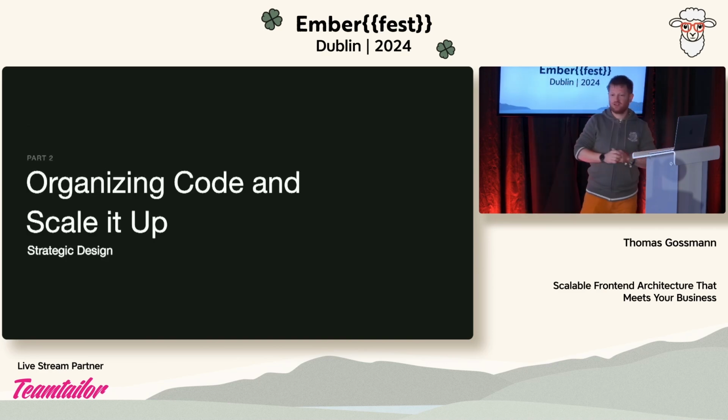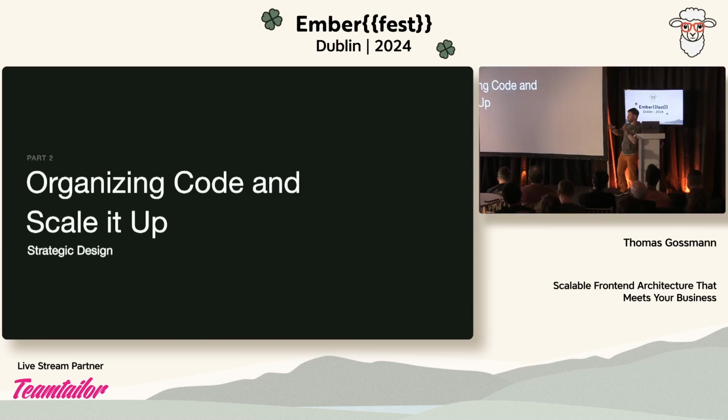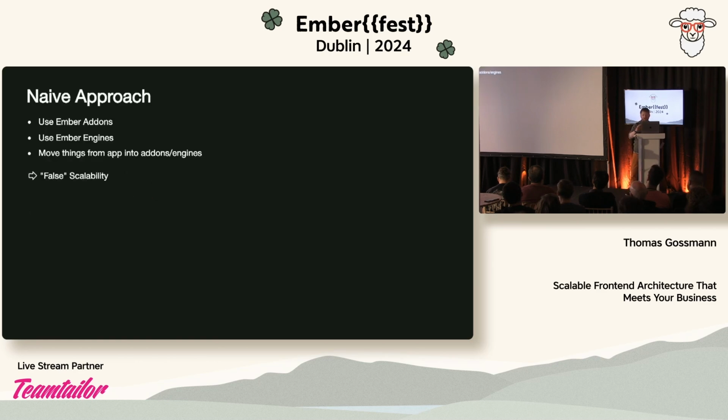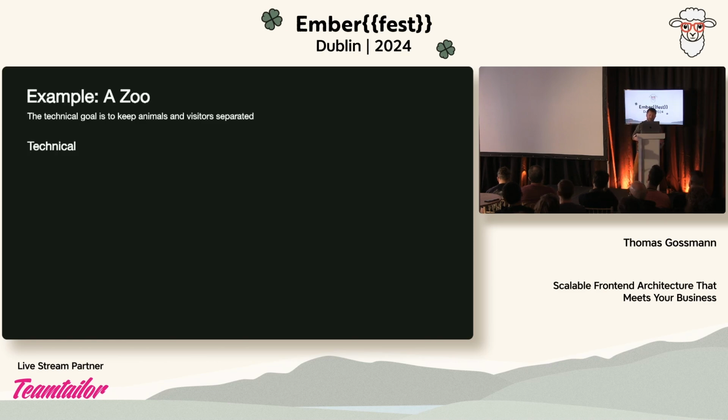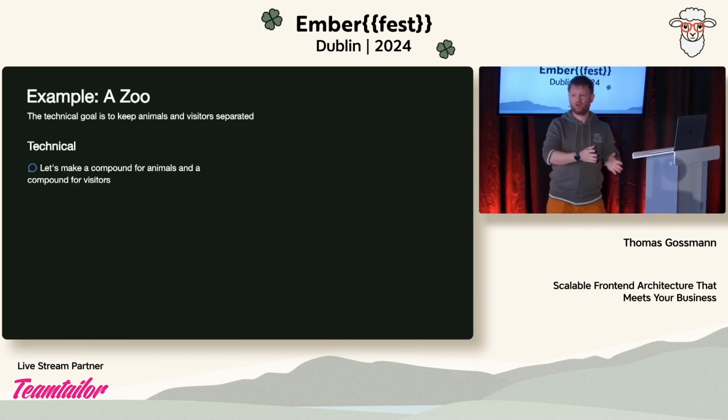All right, so now that we know what we have that encodes business logic, we need to organize the code around it and scale it up if we grow. So a naive approach would be, okay, use add-ons, use engines, move code into them. But that gives you a false sense of scalability. But I have a better example to explain this to you. Now, imagine a zoo. The technical goal here is to keep animals safe from visitors. So a technician may come in and say, okay, I build a compound, one for animals and one for visitors.